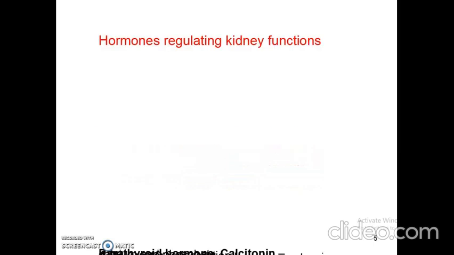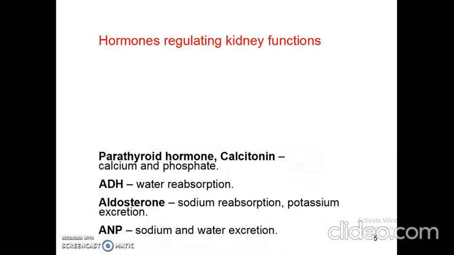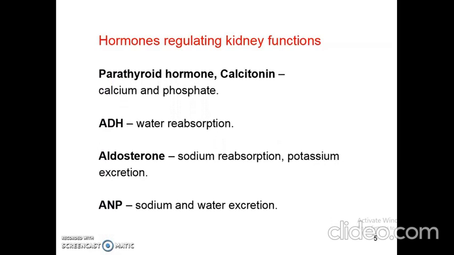Let us discuss the hormones which are regulating the functions of the kidney. Similarly, the parathyroid hormone, calcitonin, antidiuretic hormone, aldosterone and atrial natriuretic peptide. See, some of the hormones as well as the peptides are secreted by different endocrine glands as well as the wall of the heart. They mainly act on the kidneys and regulate the function of the kidney. Let us discuss one by one.